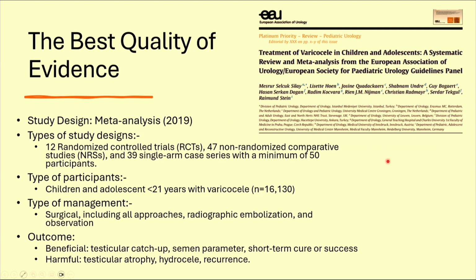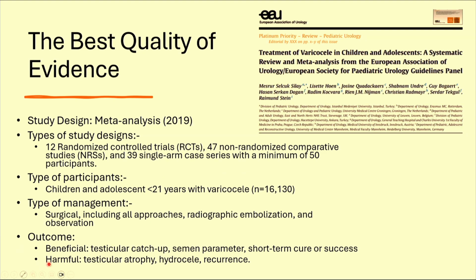They included 12 randomized controlled trials, 47 non-randomized comparative studies, and 38 single-arm case series with a minimum of 50 participants. Any child or adolescent less than 21 years with varicocele was included, for a total number of 16,130. They included all types of management, whether surgical, inguinal, subinguinal, Palomo, laparoscopic, radiographic embolization, and observation for head-to-head comparison, which I'll explain later on.